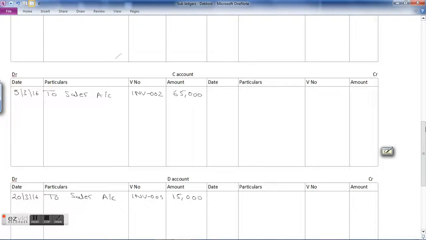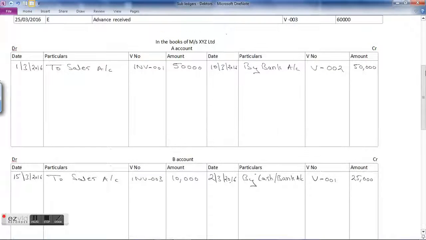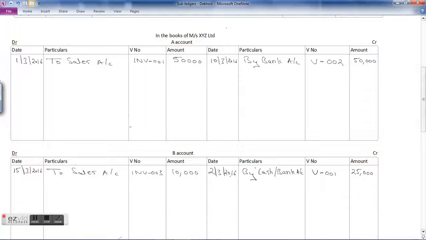Now we'll balance all the subledgers. Okay, so first is A's account. The debit side total is 50,000, and the credit side total is also 50,000. So there is no balance which is carried forward. Balance in A's account is nil.